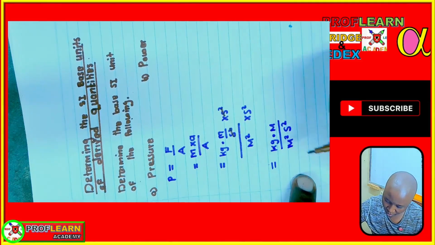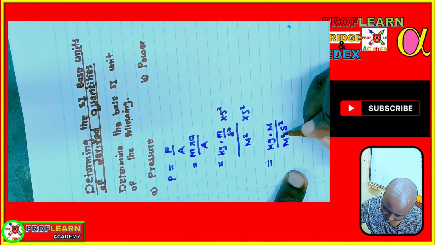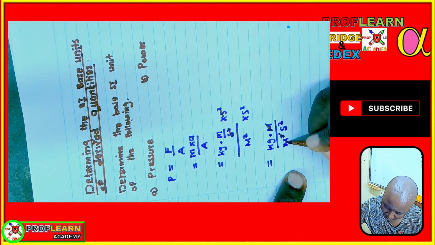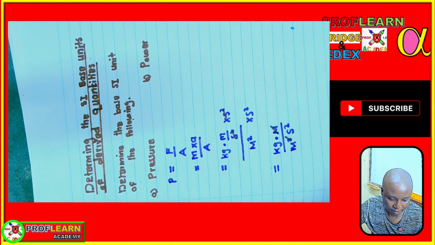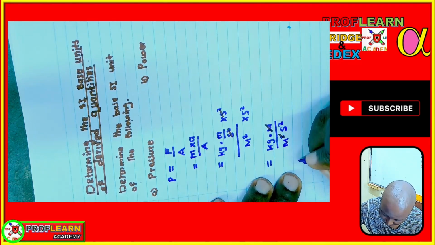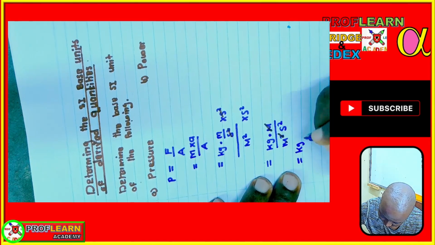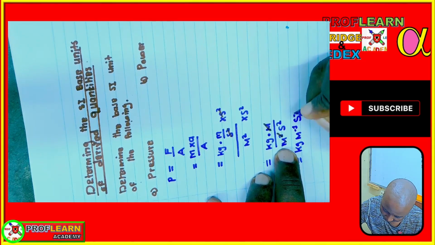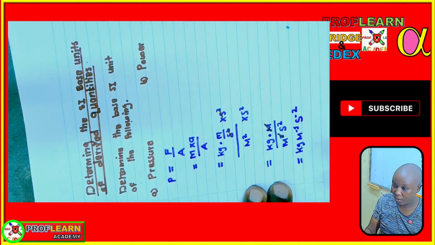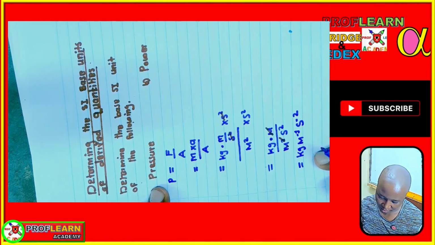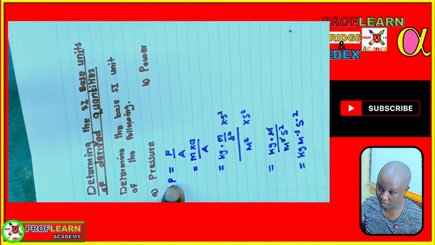Here we have 2m, and one of them cancels with the m on top, so we remain with 1m down here. At the end of the day, the equation reduces to kg per meter, per second squared, that is kg m^-1 s^-2. Whatever we have is the base SI unit of the derived quantity, which is pressure.